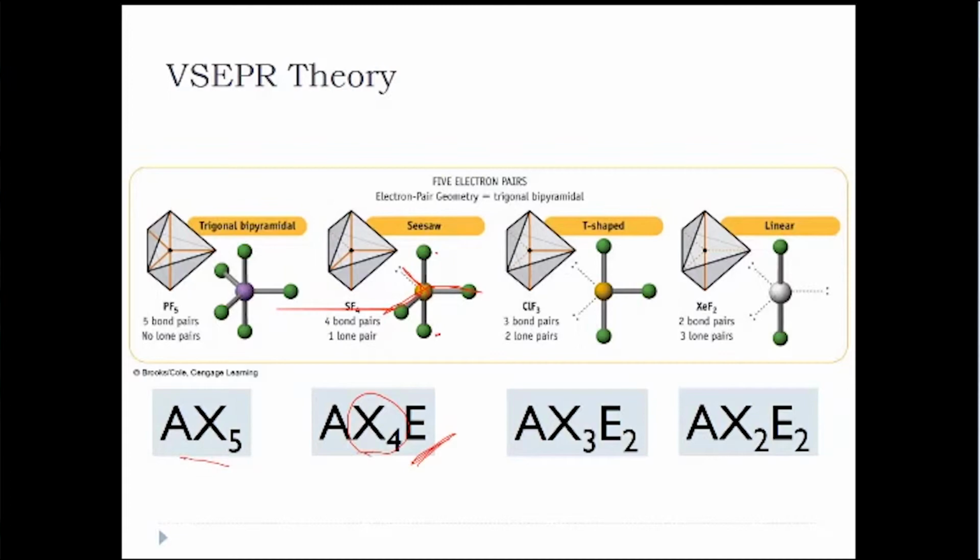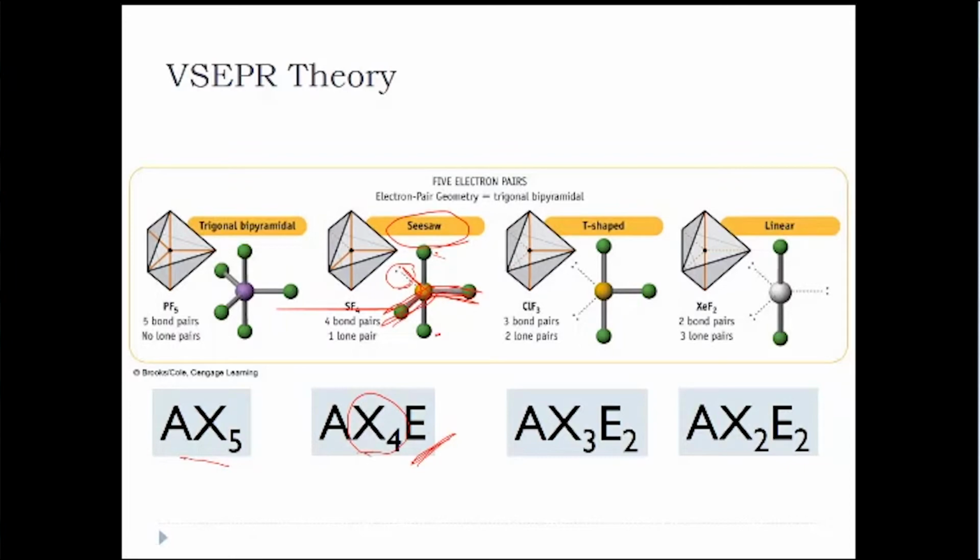So it's important to remember that when a lone pair occupies one of those 5 positions, it will always be an equatorial position. So when that lone pair occupies this equatorial position, what's left, if you were to turn it on its side, would kind of look like that playground equipment that we saw before when we were younger. And this geometry is called a seesaw.